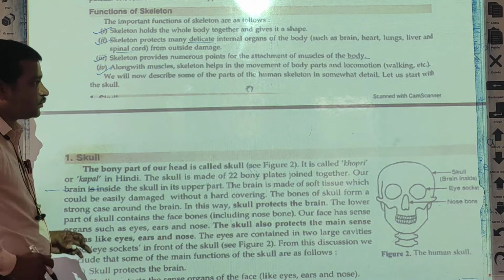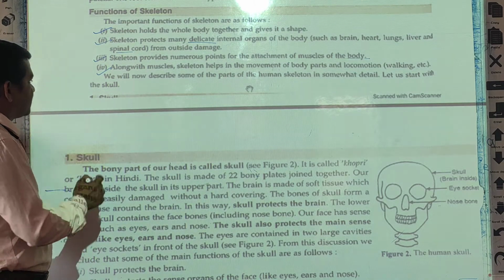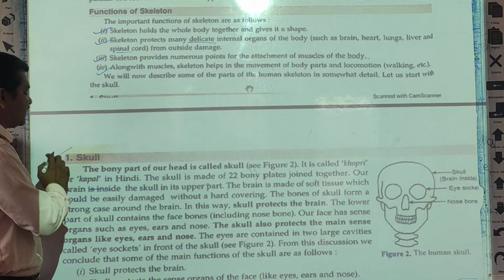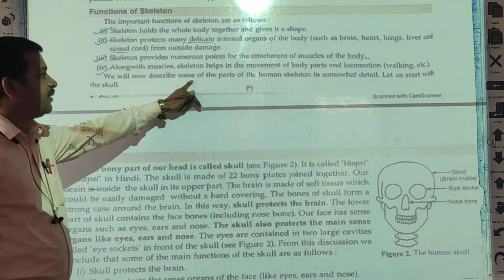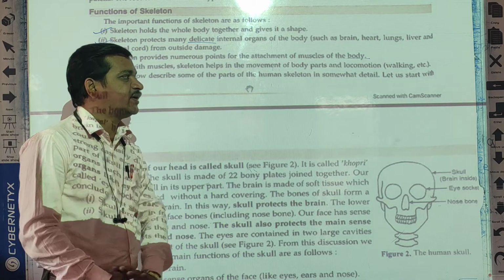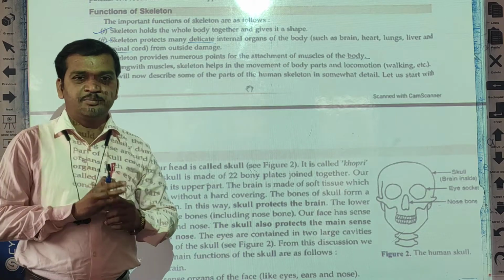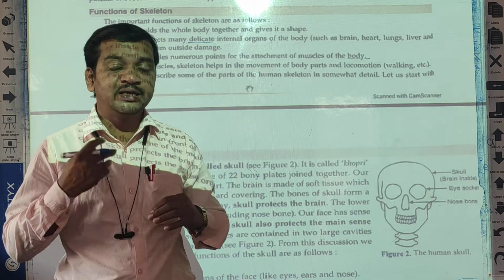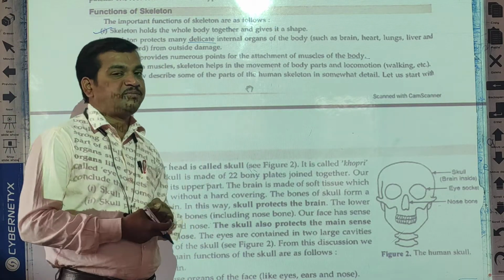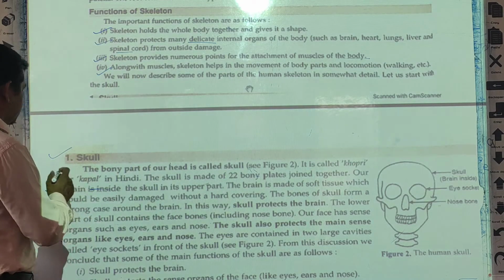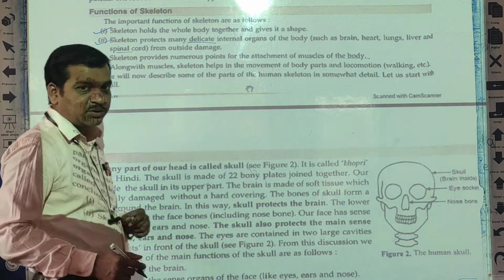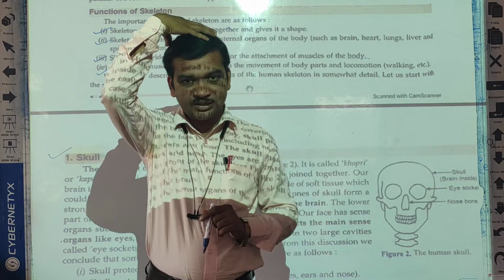Now some important parts are there, so we will describe some parts of the human skeleton in detail. There are some parts that we have to learn in detail. Out of that, the first part is the skull. Do you know the skull? This part is called the skull.